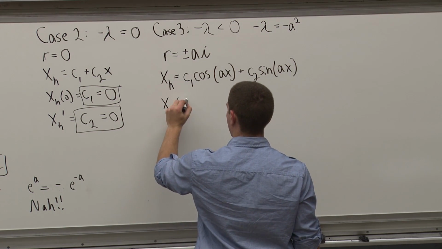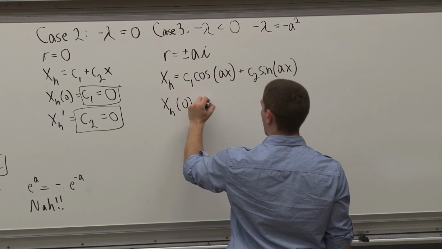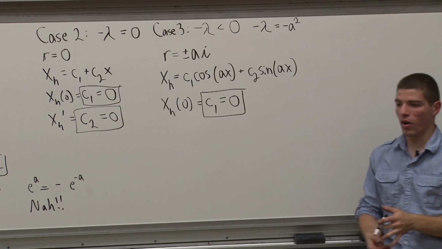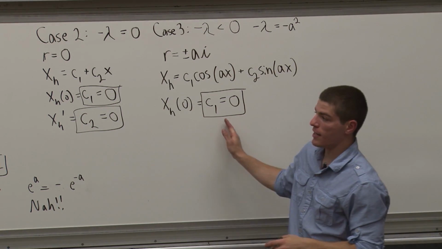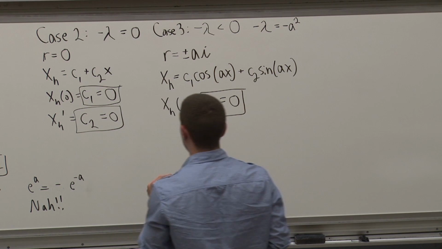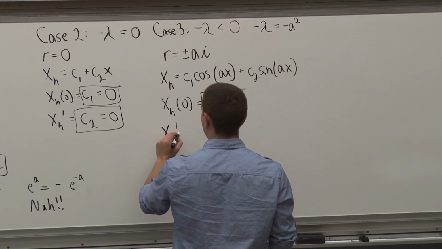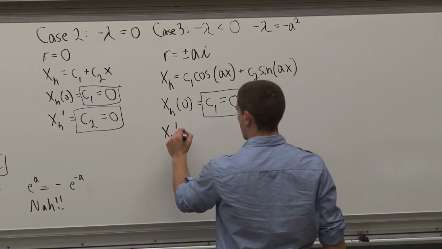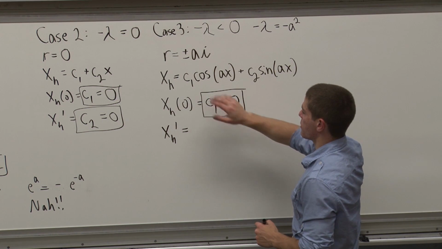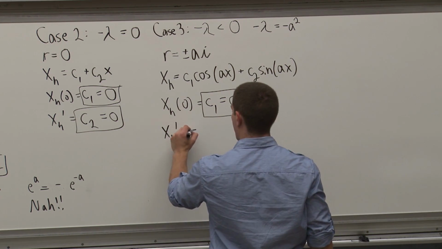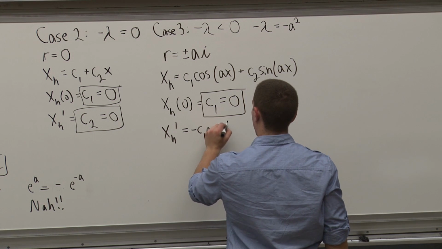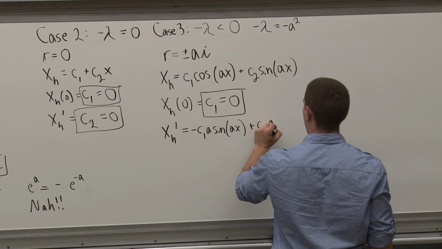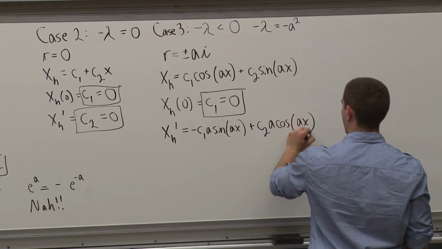All right, cool. Now we can plug in the first initial condition already, which is 0. So h of 0 equals c1 times cosine of 0, which is 1, plus c2 times sine of 0, which is 0. So from this, we know that c1 is equal to 0. That's good. Now we can take the derivative. Am I going too fast? No? Cool. The derivative of cosine is negative sine, so we have negative c1 a sine of ax, and the derivative of sine is cosine, so you have c2 a cosine of ax.